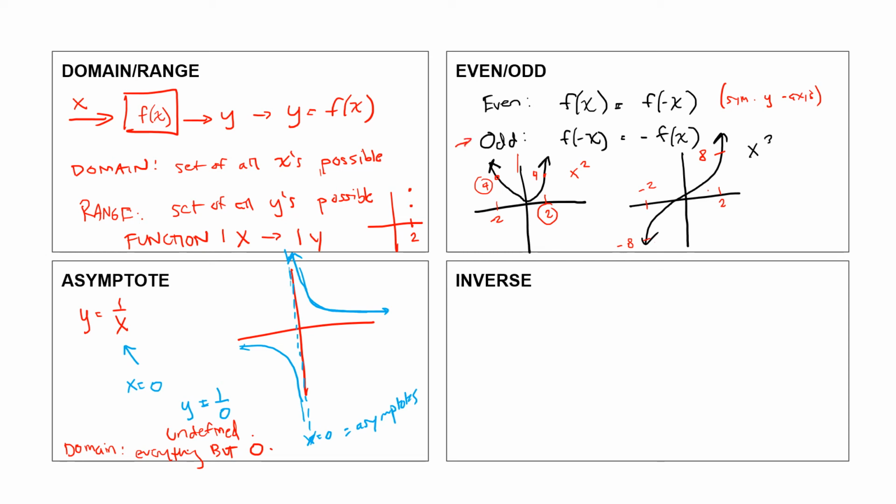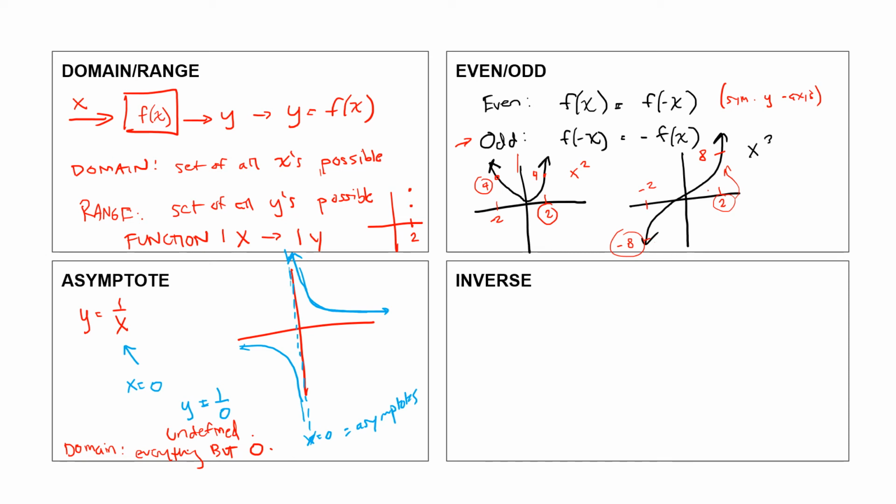F of negative x: let's say x equals 2, f of negative 2 is negative 8, which equals negative f of x. f of 2 is 8, so negative 8 equals negative 8. So that's just the distinction between an even and an odd function.